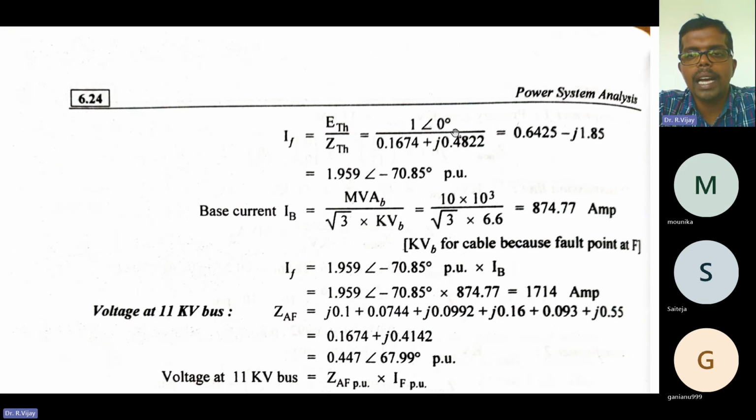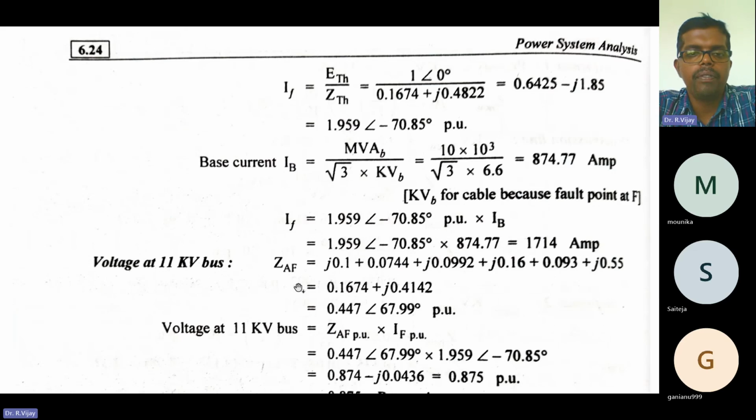So here 1 at the angle of 0 divided by 0.1674 plus j into 0.4822. Further simplification, you'll get the answer as 0.6425 minus j into 1.85. This complex form is further converted into polar form as 1.959 at the angle of minus 70.85 per unit. This is the fault current that happened here, that is the fault current IF.